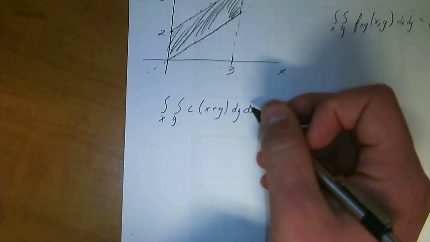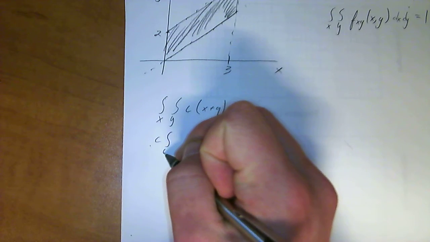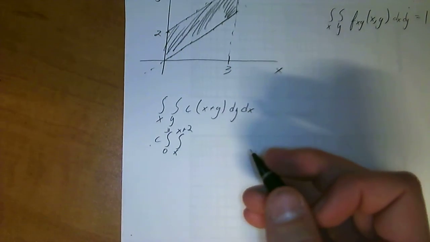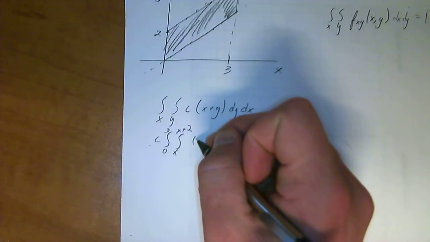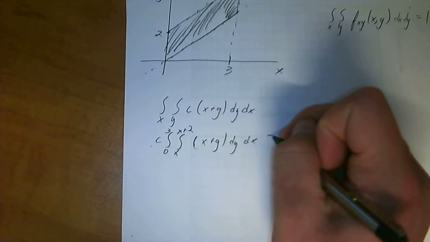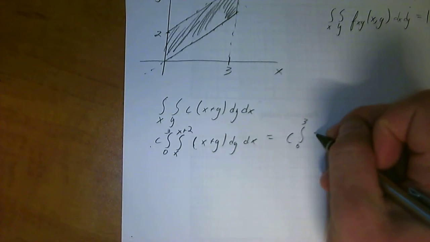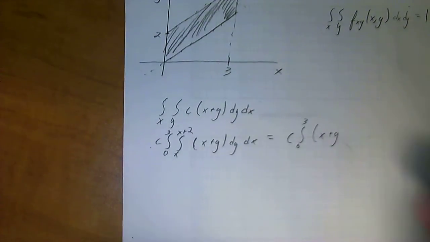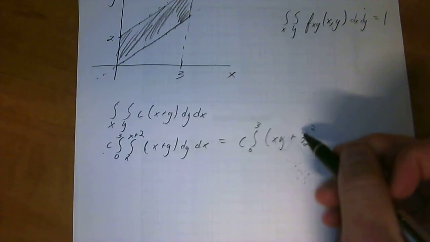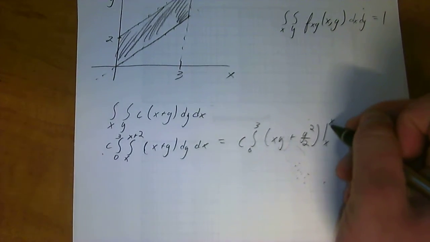Okay, so then going on with this, you can go ahead and take the c on the outside and then put in your values for x and y, your range. So x goes from 0 to 3, and y goes from x to x plus 2. So if you go ahead and take the integral of x plus y dy dx, which is going to equal c times the integral from 0 to 3 of xy plus y squared over 2, which is just taking the integral with respect to y. You treat x as a constant. And then evaluate from x to x plus 2.